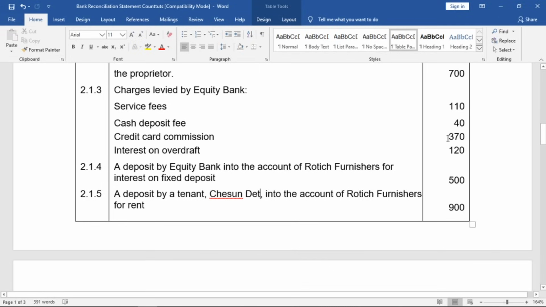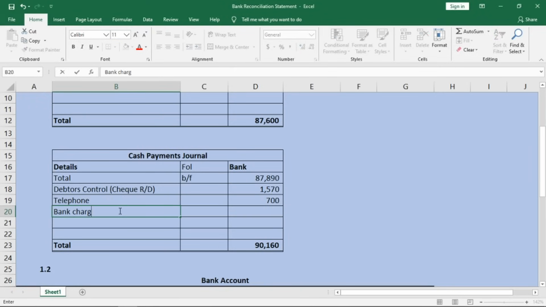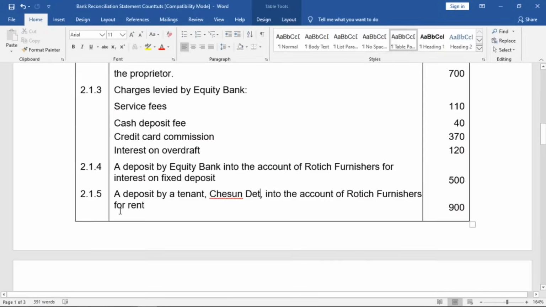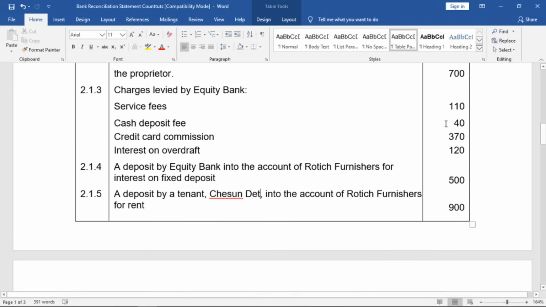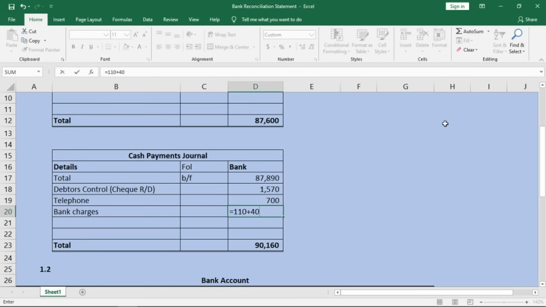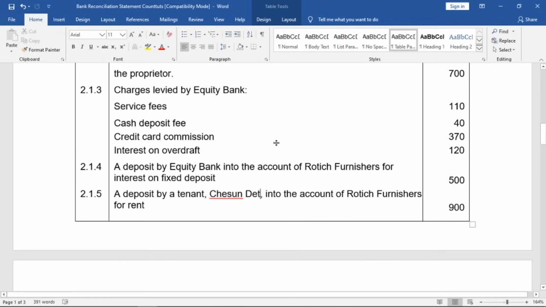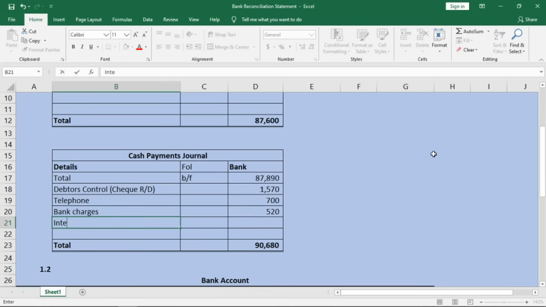So we add all the three together: 110, 40, and 370. So I'm going to write here bank charges, and then what am I going to do? I'm going to add 110 plus 40 plus 370, and it gives us 520 for bank charges. And then the interest on overdraft we record separately. So we're going to record interest on overdraft down here, and then we put in the amount there.